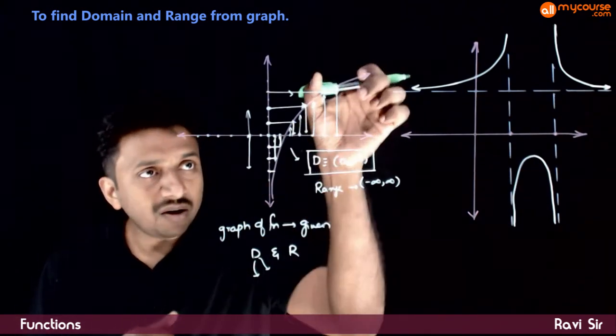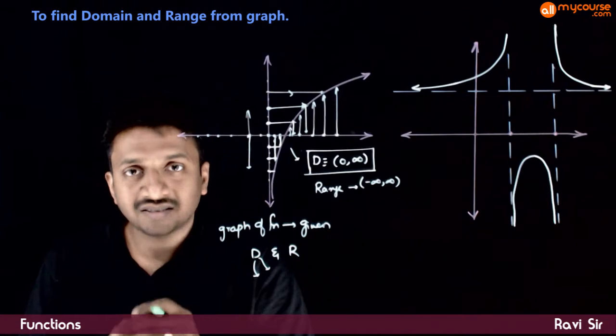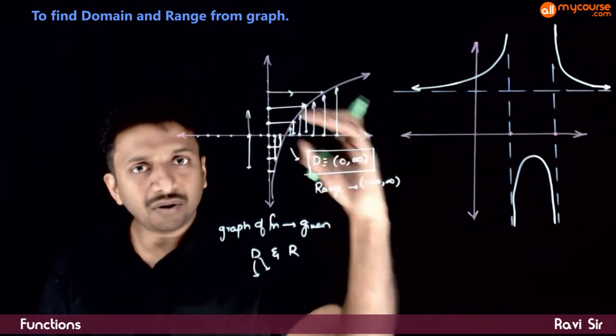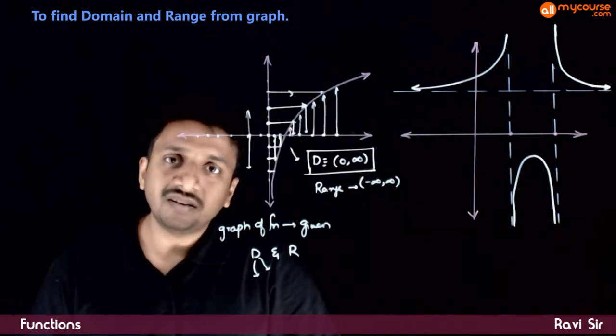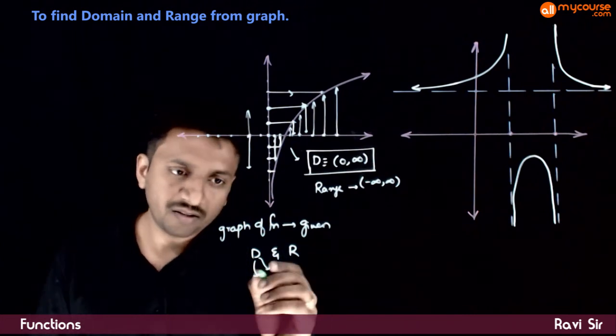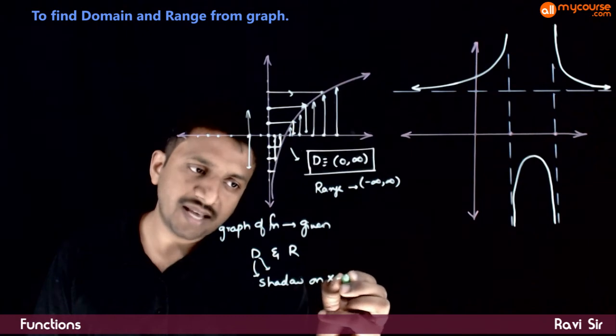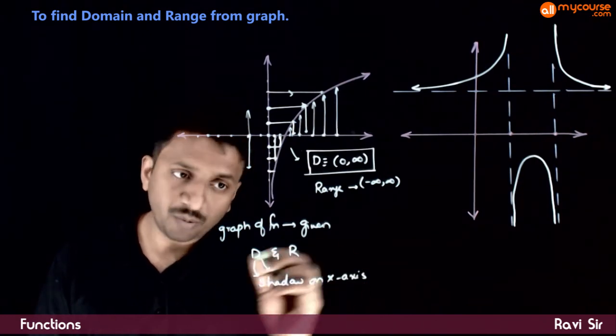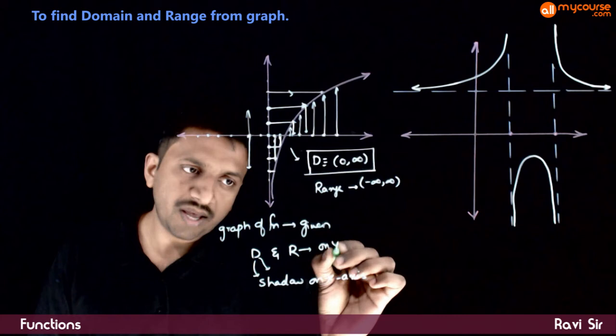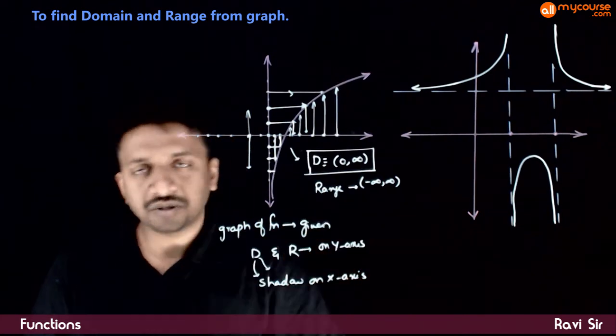In other words, the shadow of the curve on the x-axis is the domain, and the shadow of the curve on the y-axis is the range. Shadow on the x-axis is the domain, shadow on the y-axis is the range.